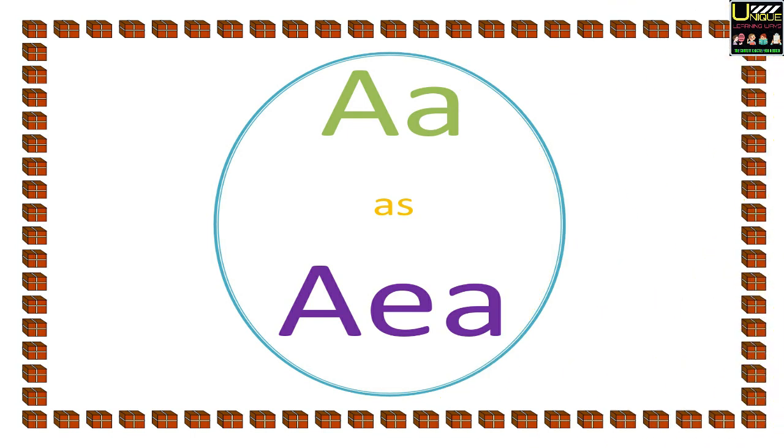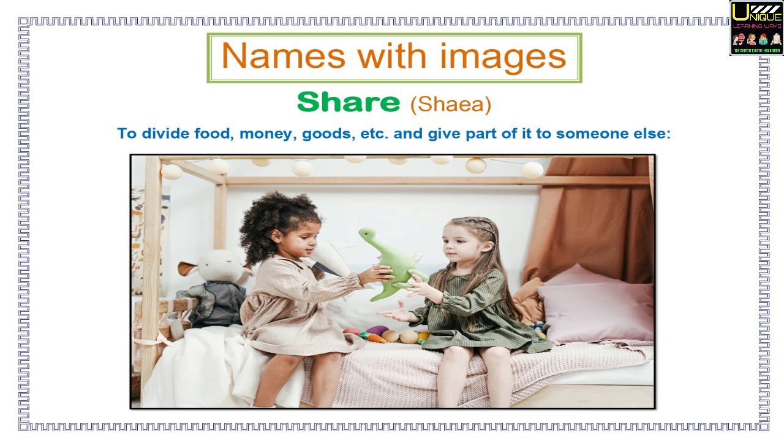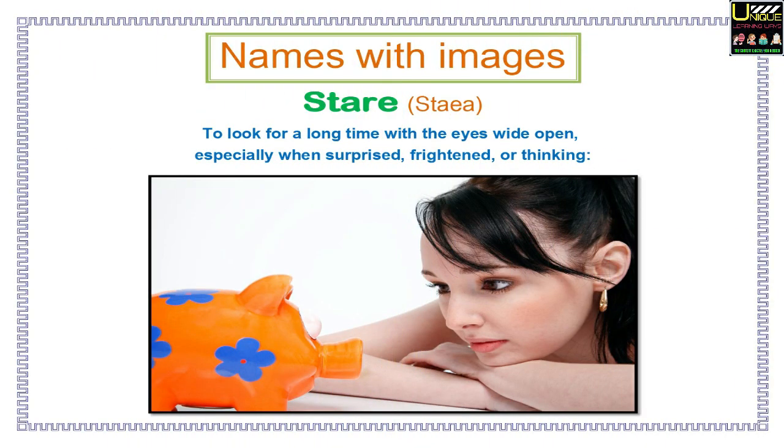A as A. Names with images. Here you will see word, its explanation with an image. Care. Attention that is given to something or someone so that they are looked after, protected, or dealt with in the right way. Share. To divide food, money, goods, etc., and give part of it to someone else. Stare. To look for a long time with the eyes wide open, especially when surprised, frightened, or thinking.